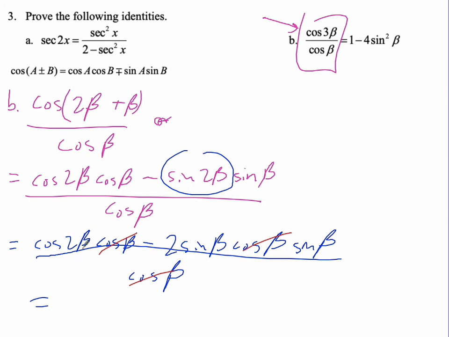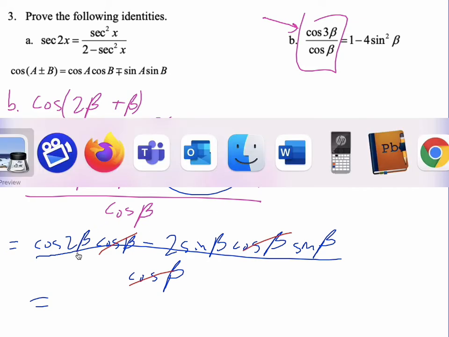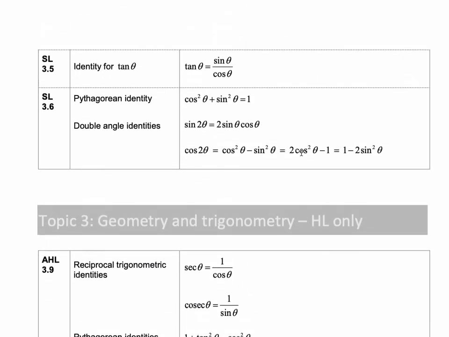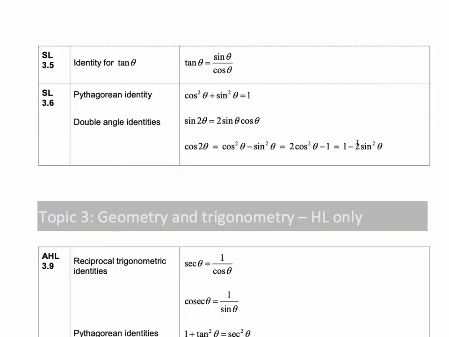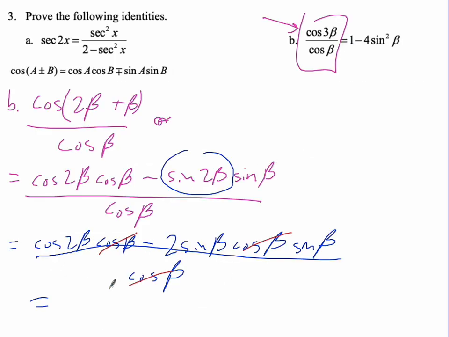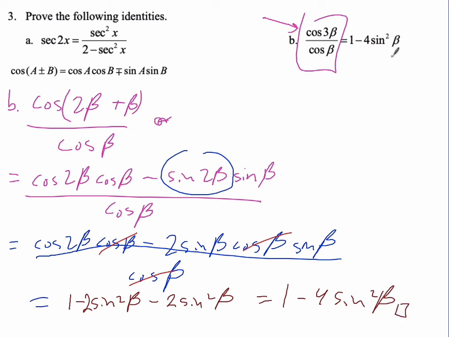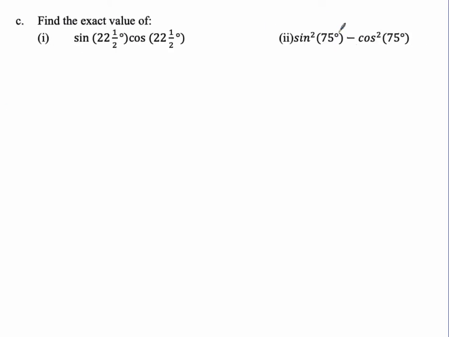And for cosine 2 beta, let's look at that formula booklet again. You get to choose for that one. But in your question you want sine squared beta, so you probably want to choose this one because it has the sine squared in it. So you can write that as 1 minus 2 sine squared beta. This is 2 sine beta, so there's a 2 over here as well. This is 2 sine squared beta, so the whole thing is 1 minus 4 sine squared beta, which is what we were required to prove. So we're done.